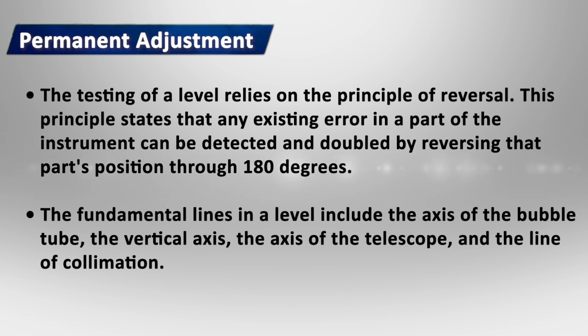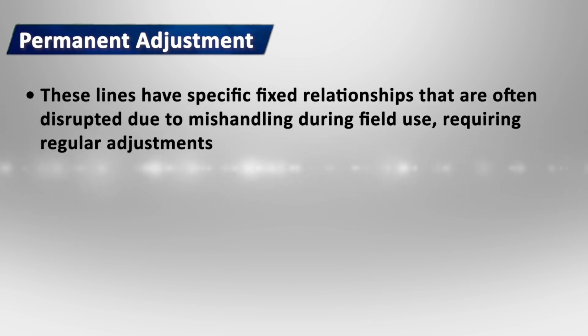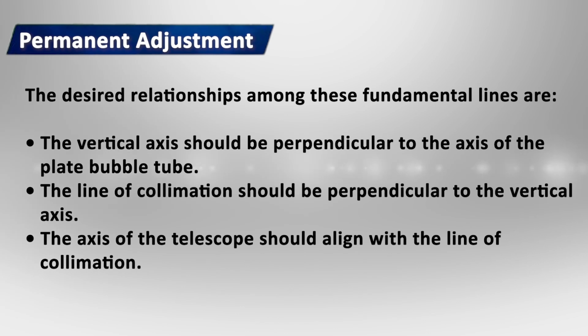The fundamental lines in a level include the axis of the bubble tube, the vertical axis, the axis of the telescope, and the line of collimation. These lines have specific fixed relationships that are often disrupted due to mishandling during field use, requiring regular adjustment. The desired relationships among these fundamental lines are that the vertical axis should be perpendicular to the axis of the plate bubble tube. The line of collimation should be perpendicular to the horizontal axis. The axis of the telescope should align with the line of collimation.